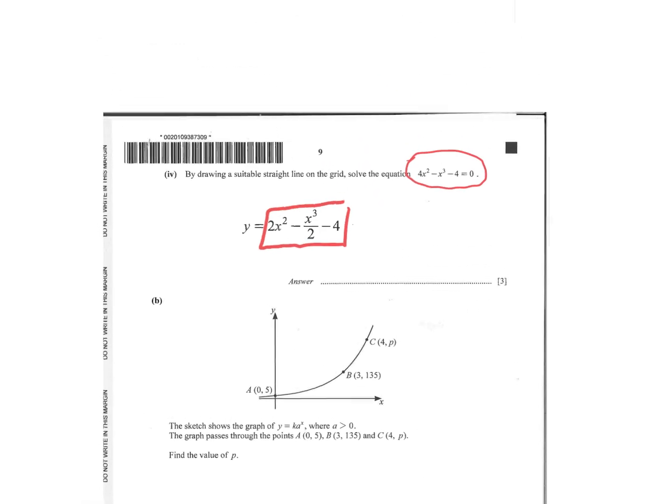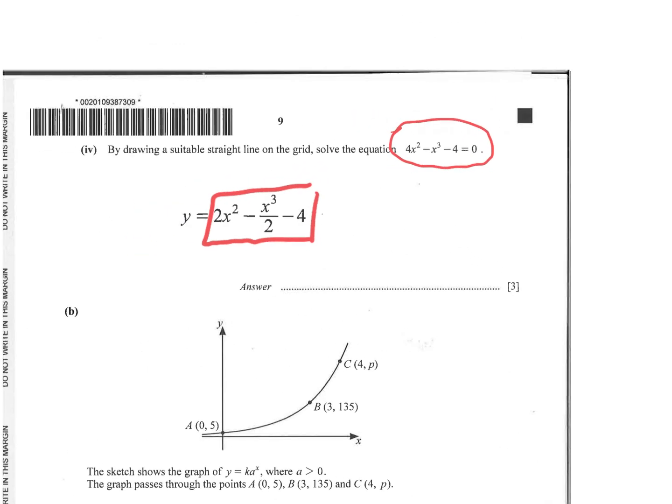Next one. By drawing a suitable straight line on the grid, solve this equation. So look at this one. This one wants you to make the left-hand side of the equation look like this. So your mission is to make your graph look like what you see there.